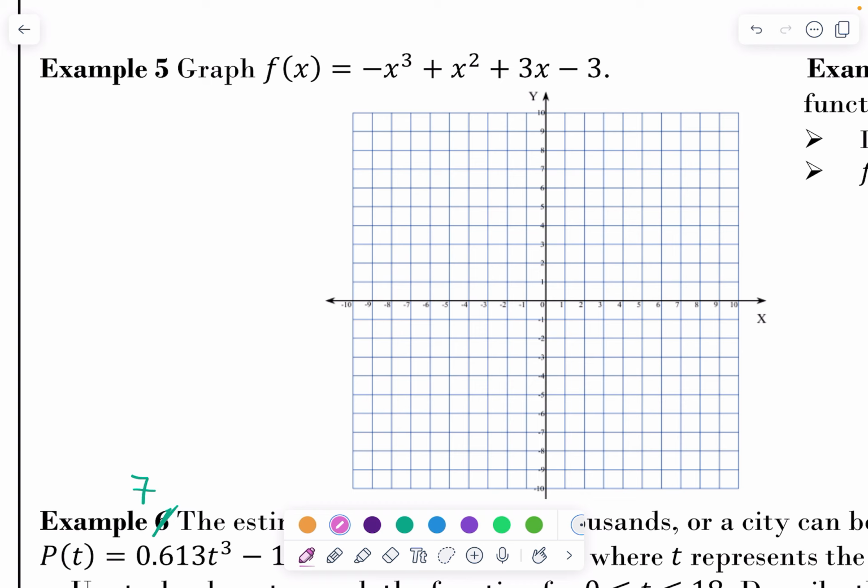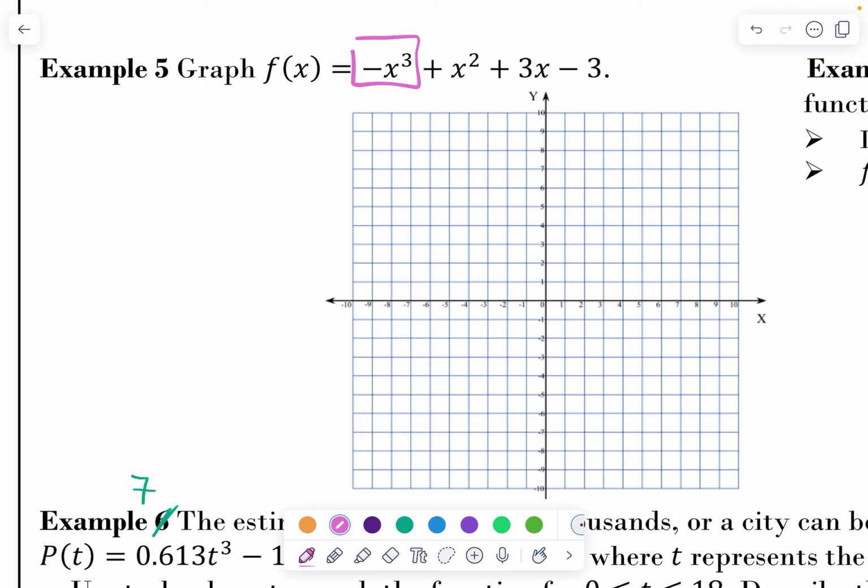So, example 5, graph f of x equals negative x cubed plus x squared plus 3x minus 3. Starting fresh with a blank page might seem overwhelming, but let's take it step by step with what we've learned today. Today we learned end behavior, so we'll know where our graphs are going to end up, and that's going to be important for picking the coordinates of our points.